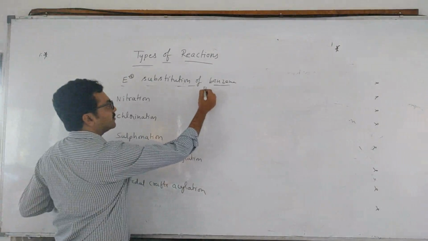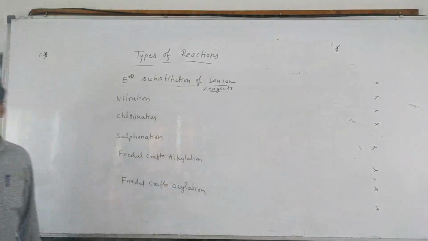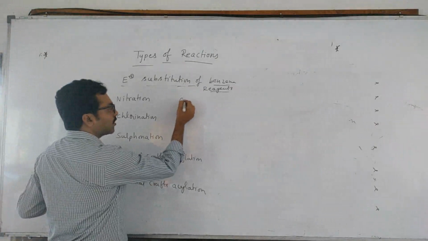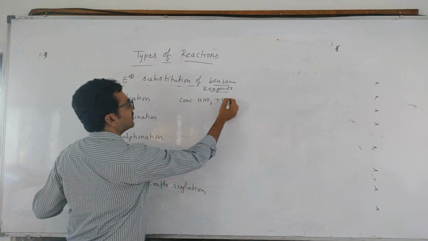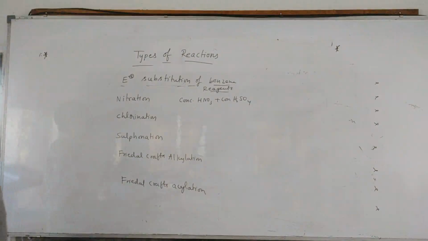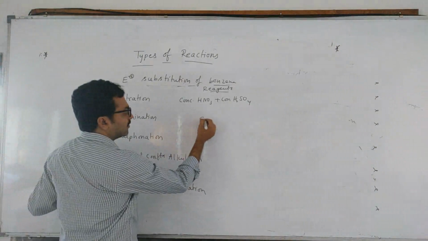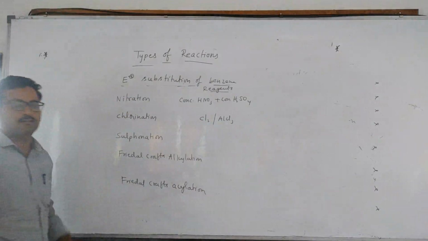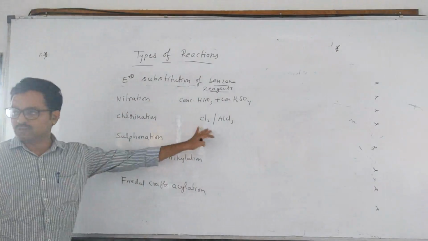So what are the reagents used in this process? Reagents. Nitration, what do we use, children? Nitration mixture. What is the nitration mixture? Concentrated nitric acid and concentrated sulfuric acid in a 1:3 ratio is called the nitration mixture. And chlorination, what do you use, children? Chlorine in the presence of a Lewis acid like AlCl3 or FeCl3. So this is the reagent used in this.